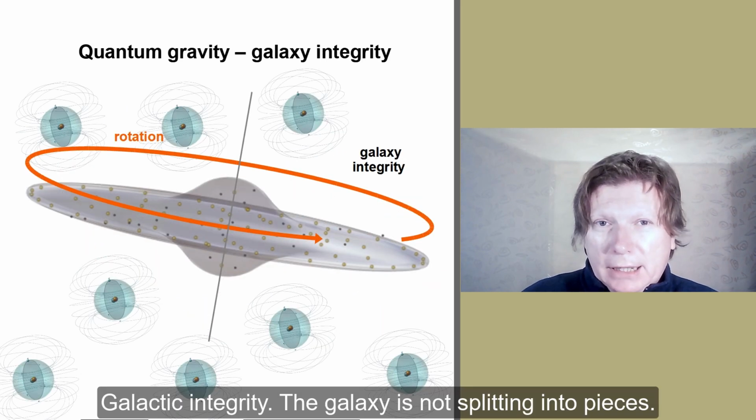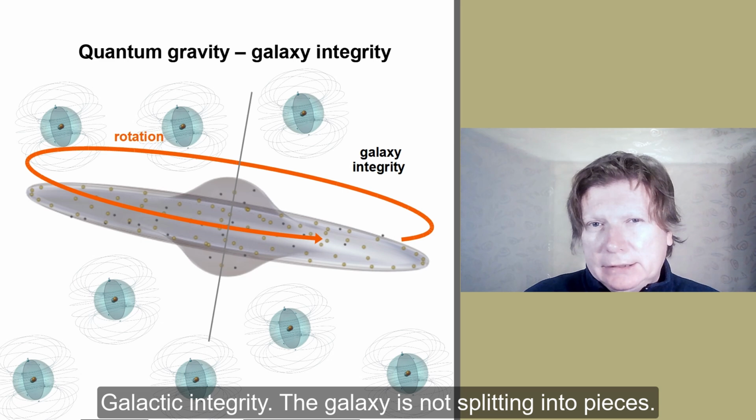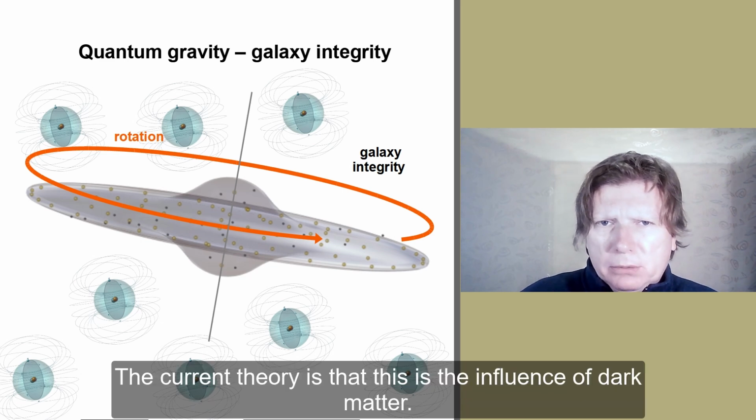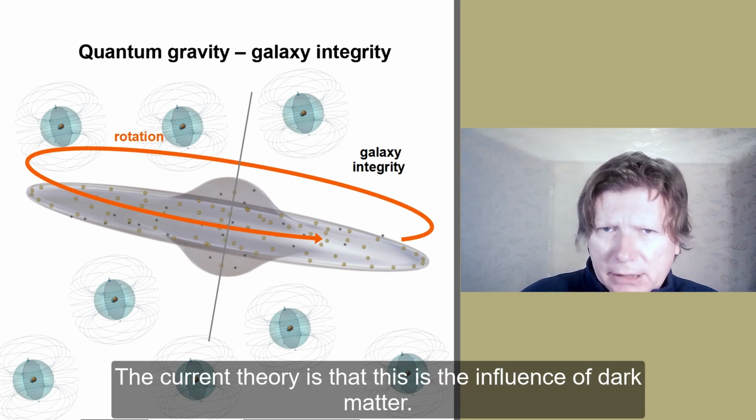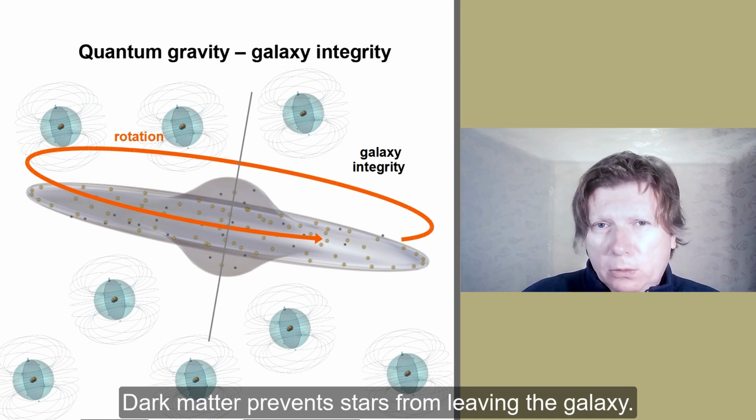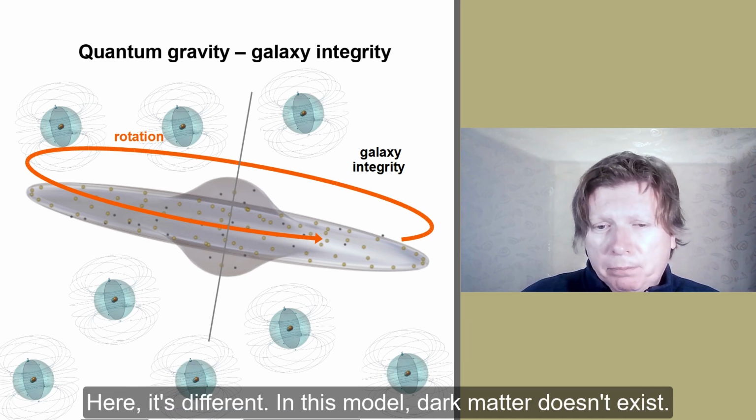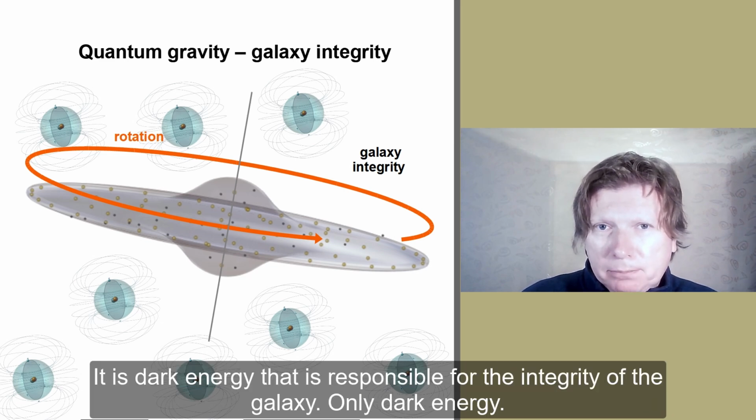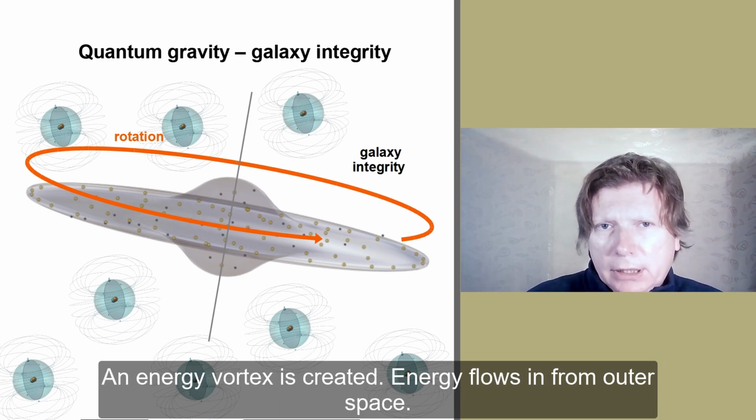Galactic integrity. The galaxy is not splitting into pieces. The current theory is that this is the influence of dark matter. Dark matter prevents stars from leaving the galaxy. Here, it's different. In this model, dark matter doesn't exist. It is dark energy that is responsible for the integrity of the galaxy. Only dark energy.